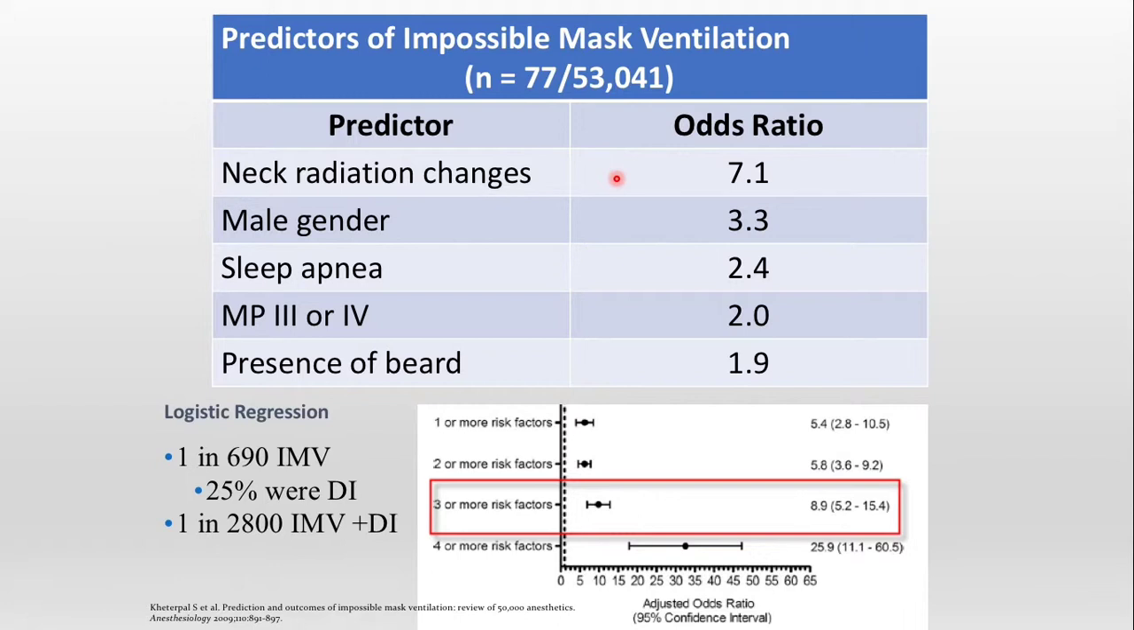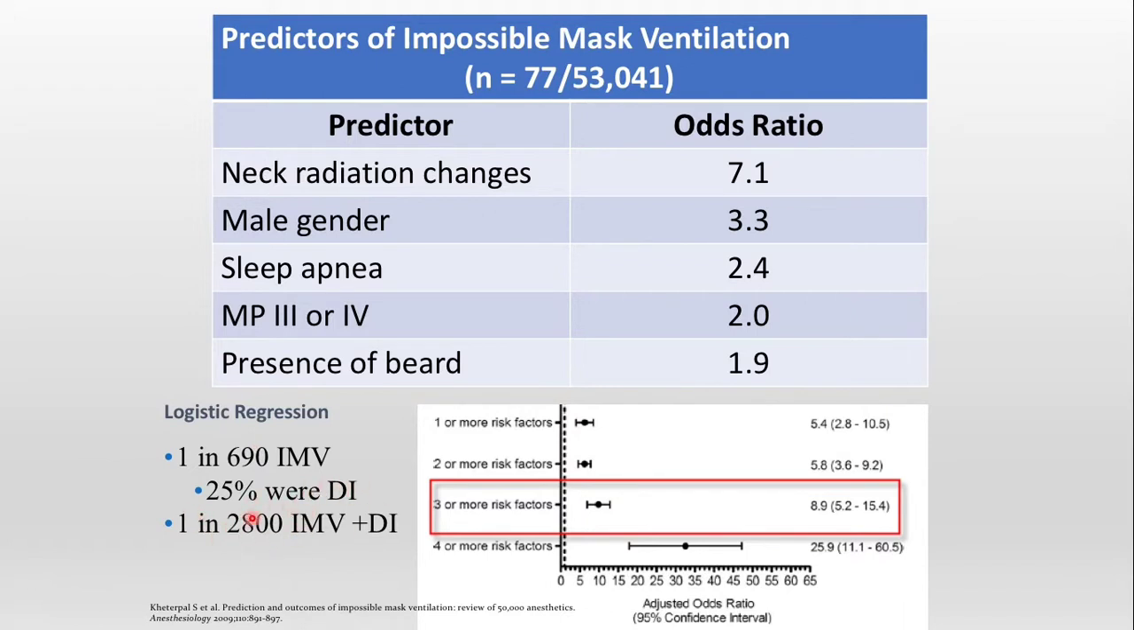Here's another study that I've included, and it's part of your readings this week. It's part of the discussion question, and it's also going to be your first one of your article review assignments. And this was a particular study that some of you may have read at some point. It was published back in 2009 that looked at predictors and outcomes of impossible mask ventilation, and they reviewed about 50,000 anesthetics. And what they identified was that overall they found a rate of about 1 in 690 impossible mask ventilations in this particular study, and this is from a large academic medical center, 25% of which were difficult intubations.